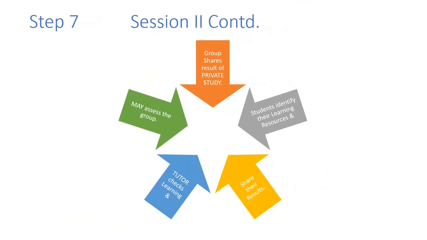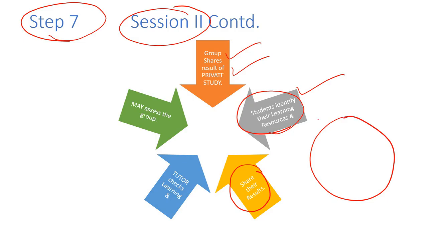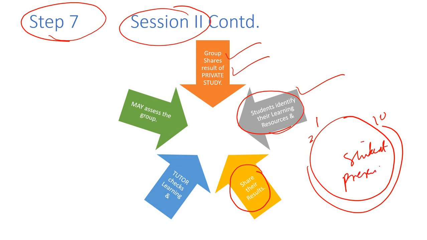So once they finish their objective in the private study, they go to session 2, and session 2 again on the Thursday they will sit for at least 2 hours, and the group shares the result of their private study. Then they will identify their learning resources. They will give proper citation. For example, students are sitting in this row, you see, 10 students are there. So every student will present their work done.